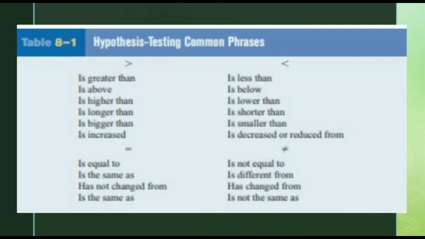Is equal to, that goes in the null hypothesis: is equal to, the same as, has not changed from. For the two-tailed test, the words are is not equal to, is different from, has changed from, is not the same as. This is how to go from mathematical equations to words.